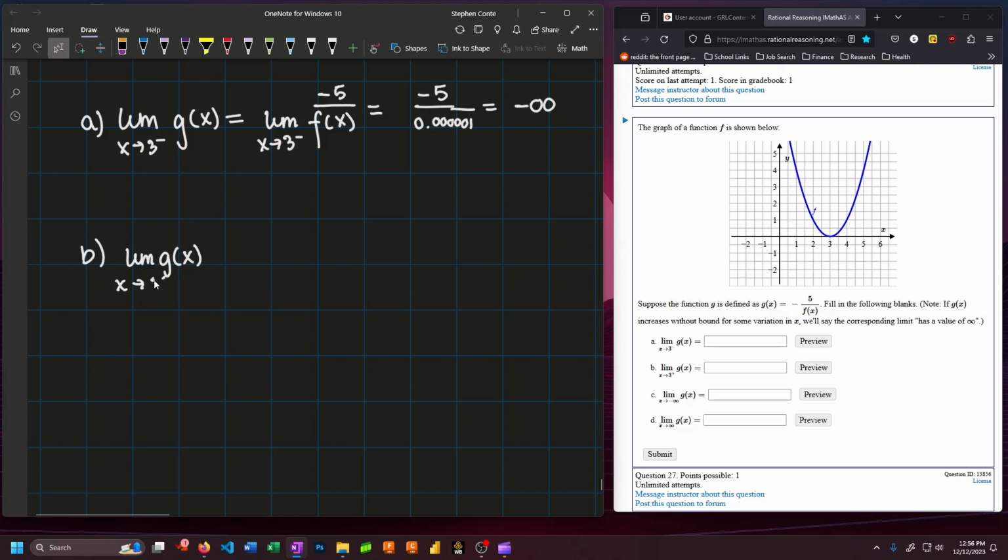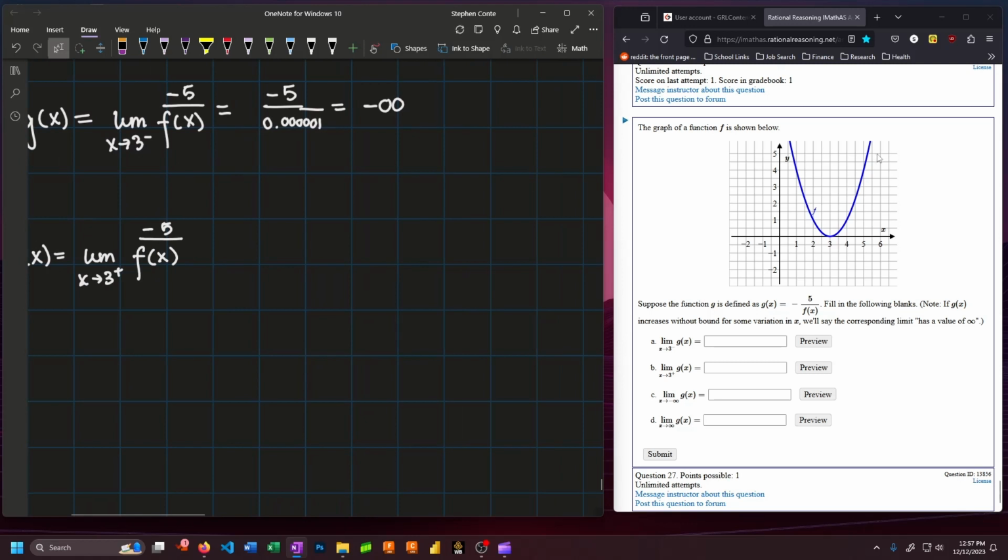as x approaches 3 from the right, which is going to be the limit as x approaches 3 from the right of negative 5 over f of x. Okay? And remember, when we're saying the limit as x approaches some value, I'm looking for the behavior of the function as x approaches these values. I'm looking to see what the graph looks like it approaches as x approaches these values. When I say what the graph approaches, I'm saying the y values that the graph approaches as x approaches some x value.